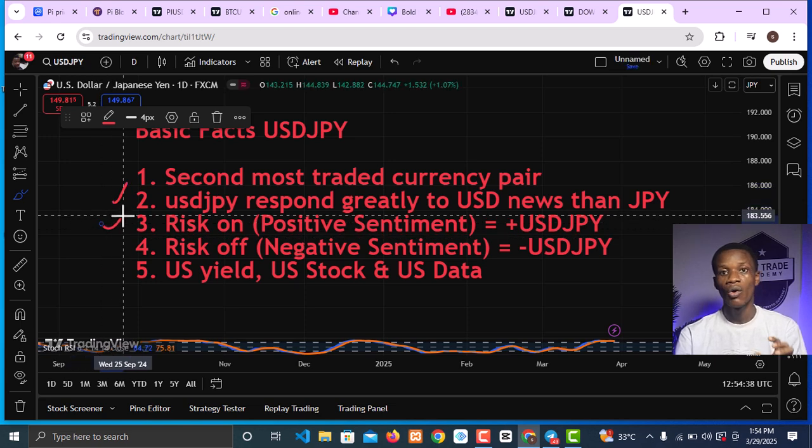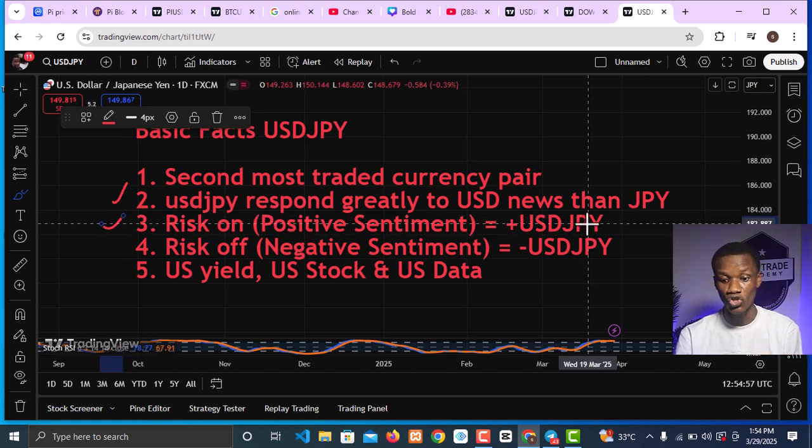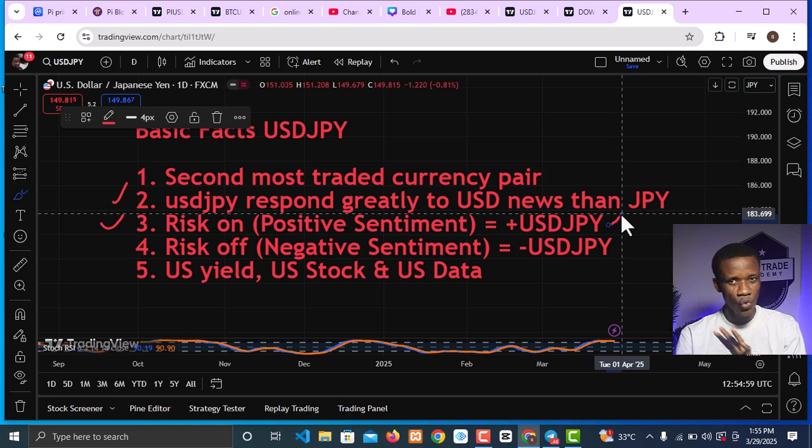The third thing here is what we call risk on, that is positive sentiment. It is very important for us to understand that if the market is positive, let's say for example the US stock is positive, everything is going to the upside, the market is very bullish, then USDJPY is going to be very bullish as well. This is so important. Why? Because this is how you should trade it. If you see a positive sentiment in the market, maybe the US stock is very positive or the commodity market is very positive, market is moving all the way to the upside, then that means USDJPY is going to be positive. Market is going to move all the way to the upside.